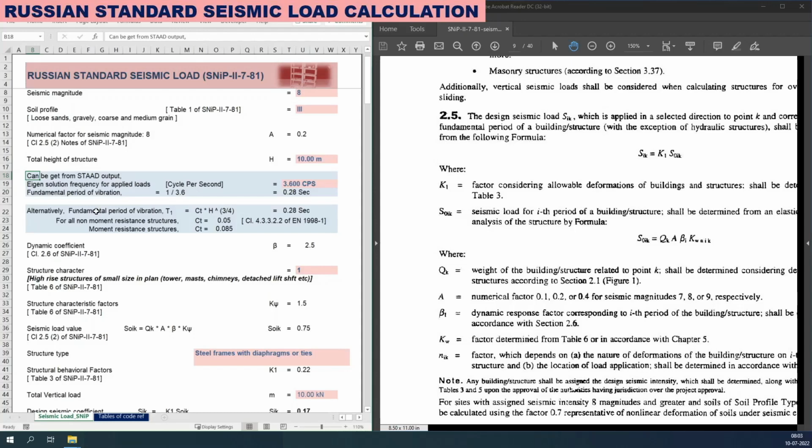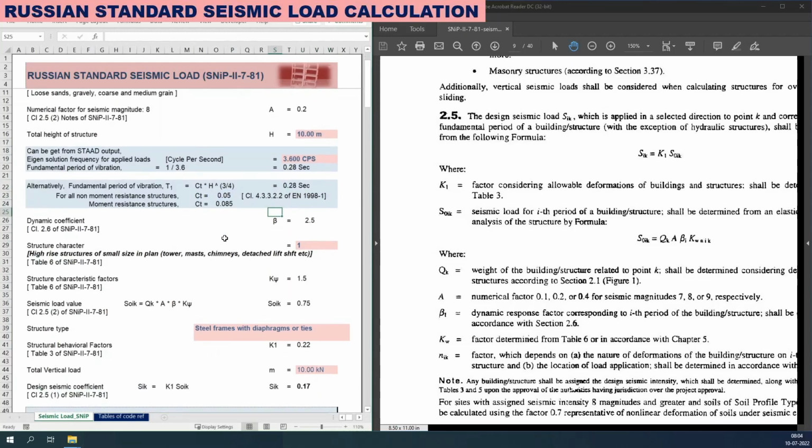Alternately, we can find out this fundamental period using the formula from various other standards, like the European one I have shown here. EN 1998 part 1 is to be referred to for this. The formula is given as Ct into H power 3 by 4. The Ct value varies depending upon moment resistant structures and non-moment resistant structures. For non-moment resistant structures it is 0.05 and for moment resistant structures it is 0.085. Likewise, I calculated the same value of 0.28 second coming. So I am considering 0.28 second.